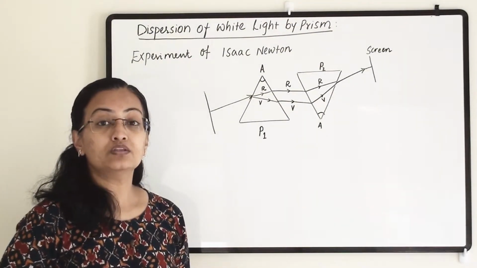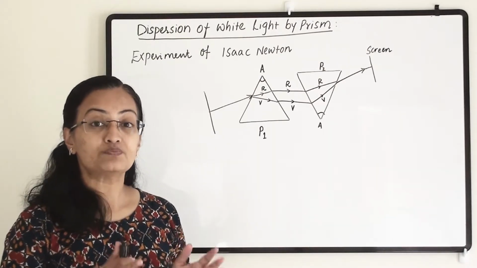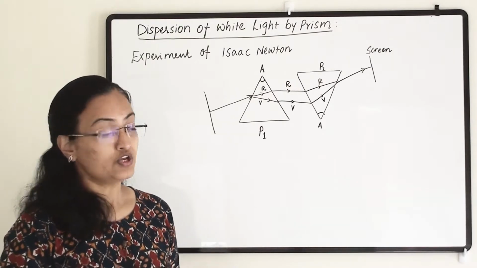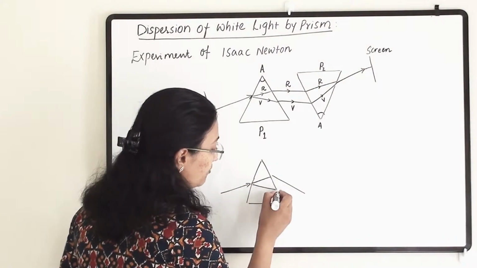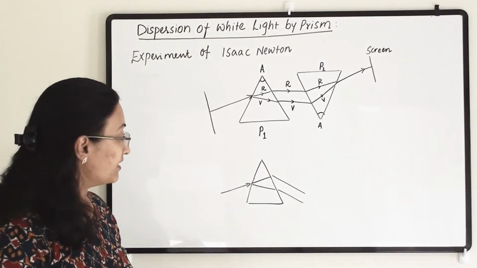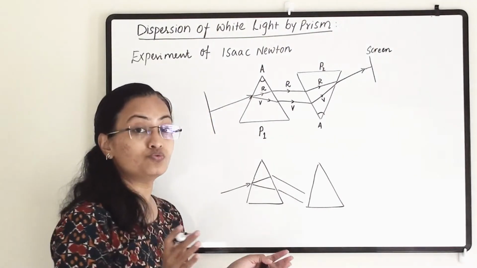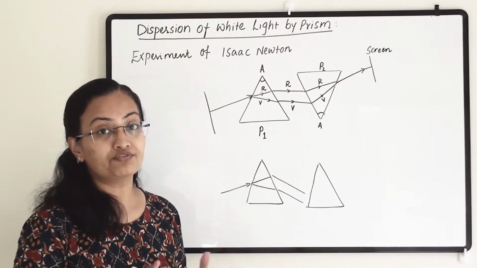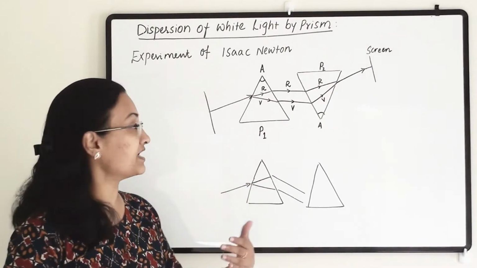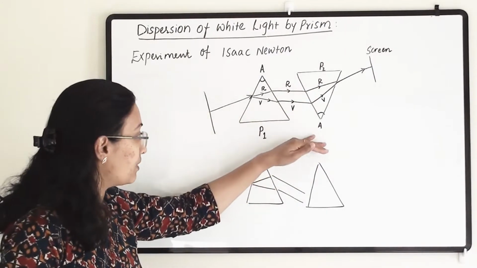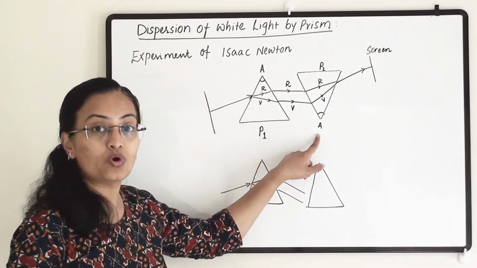Now let us discuss the experiment of Isaac Newton. Isaac Newton was the first person who tried to split white light into 7 colors. So he first placed a prism like this, and he tried to separate white light into 7 different colors. Again he placed a similar prism over here, just adjacent to this prism, and tried to combine all those rays of different colors, but he did not succeed in this experiment. After that, in a second try, he placed a prism upside down. So the first prism was upright like this and the other prism was inverted.